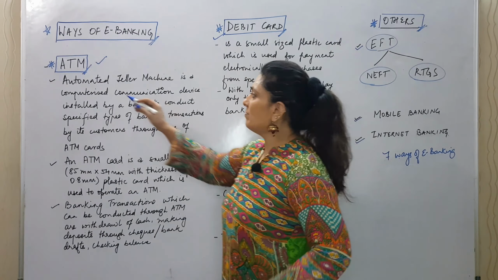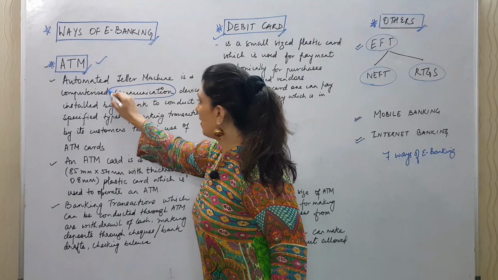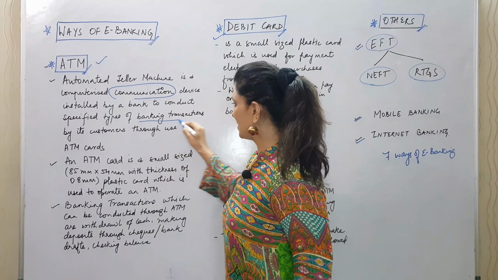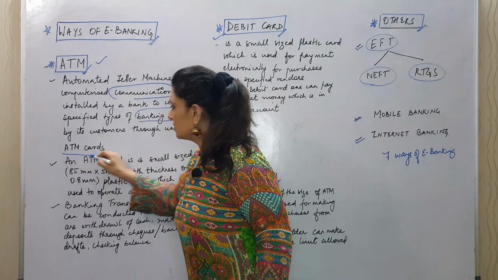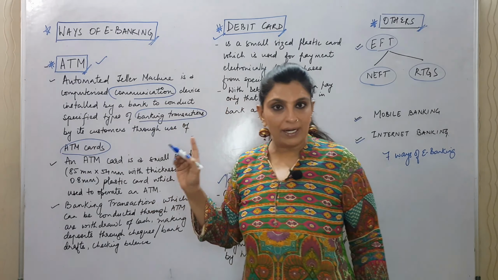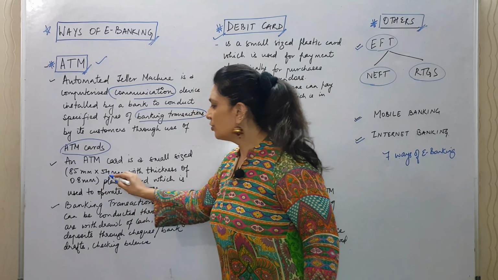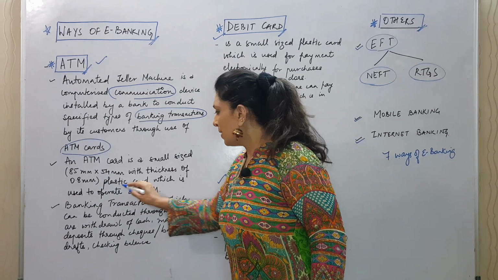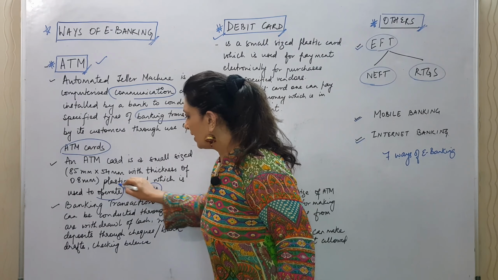So what is an ATM? Automated teller machine is a computerized communication device installed by a bank to conduct specified types of banking transactions by its customers through use of ATM cards. These ATM cards are nothing else but your debit and credit cards. An ATM card is a small size, 85 mm by 54 mm, with a thickness of 0.8 mm. It is a plastic card which is used for operating the ATM.